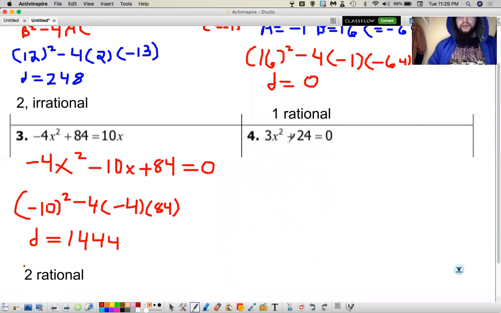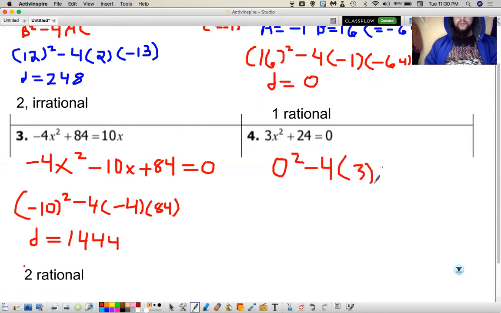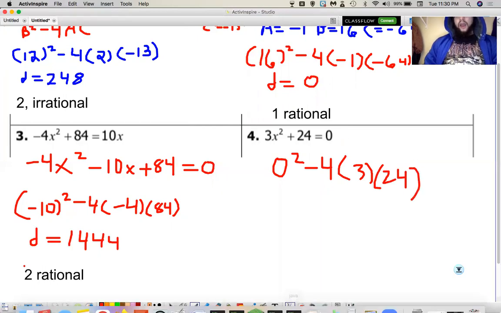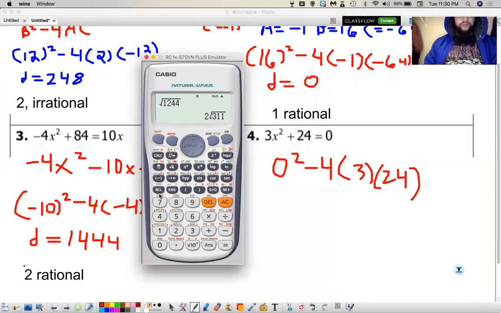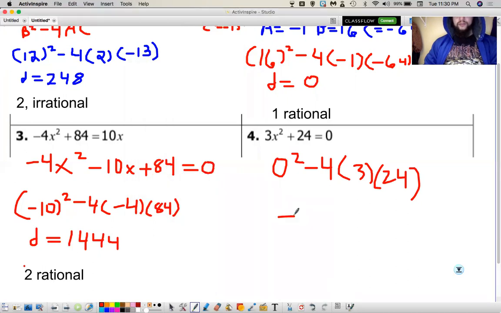All right, another one. If we look here, A is 3, C is 24, and we have no B. What number is nothing? 0. So 0 squared minus 4AC. And if we do that, we get -288.